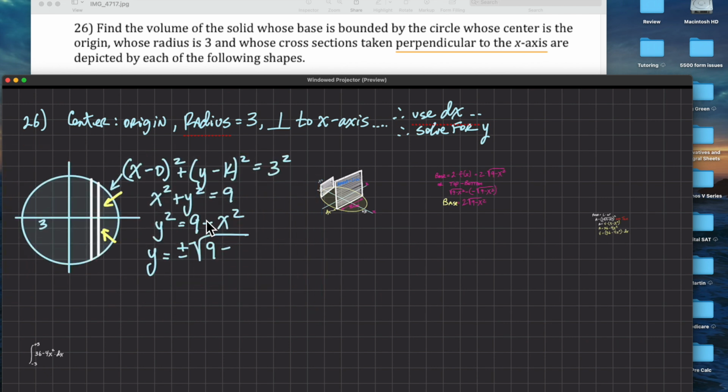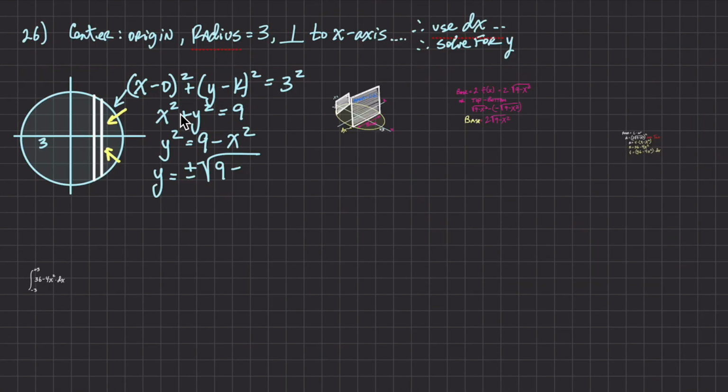The formula for a circle, recall, is x minus h squared plus y minus k squared equals r squared, where h and k are the x and y coordinate respectively of the center. Here the center is 0, 0, so we're reduced to x squared plus y squared equals 9.